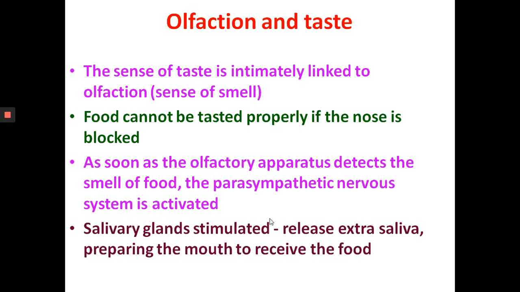As soon as the olfactory apparatus detects the smell of food, the parasympathetic nervous system is activated. This activation of the parasympathetic nervous system causes the salivary glands to release more saliva. It produces extra saliva, preparing the mouth to receive the food.